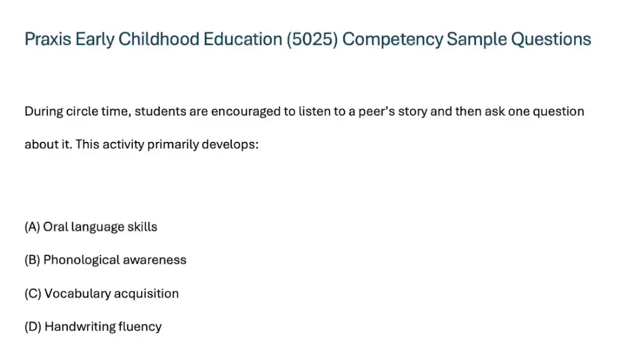If students are interacting verbally in meaningful ways, the question is likely assessing oral language skills. With that in mind, we can eliminate the incorrect options first, beginning with B, phonological awareness. That is about sound play, not conversational skills. Next, we can eliminate option C, vocabulary acquisition, because that would require exposure to new words, which is not part of the context here. Next up, we can eliminate option D, handwriting fluency. This is unrelated to oral interactions, so it is not relevant in this question.